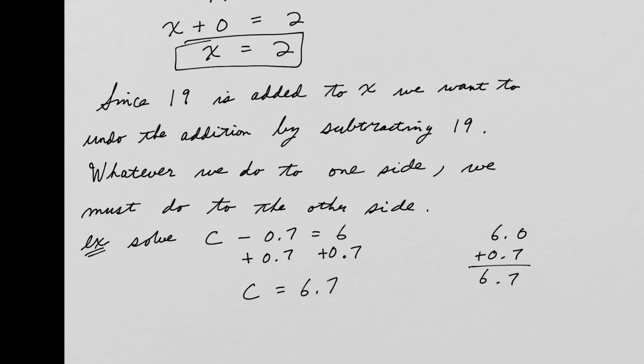And now that my variable is isolated, by itself, I can read off the answer, c must be 6.7, right? If I substitute it back in, 6.7, that would be a true statement. So c must be 6.7. So that would be the answer. Okay, what if I'm asked to solve t plus 1.5 equals 5?